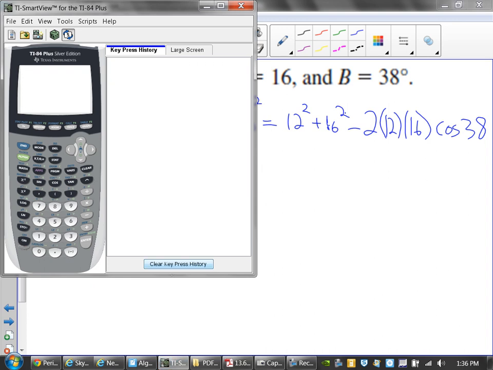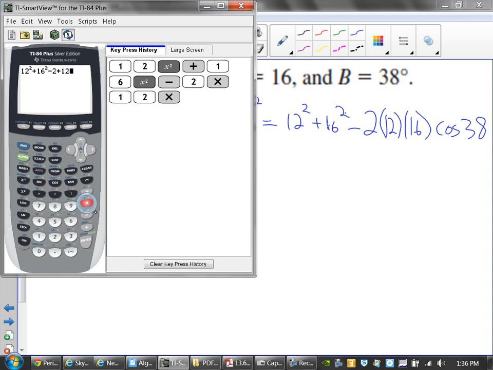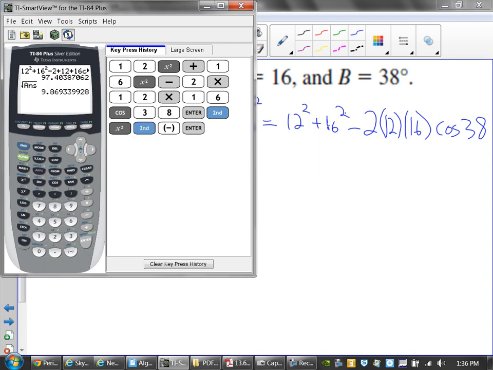Again, in this case, all we have to be able to do is basically type it in the calculator. 12 squared plus 16 squared minus 2 times 12 times 16 cosine 38. And hit enter. Okay, that's equal to b squared. What do you have to do? Root it. So take second square root of your answer and hit enter, and you get 9.87.